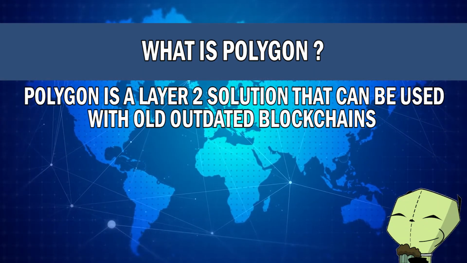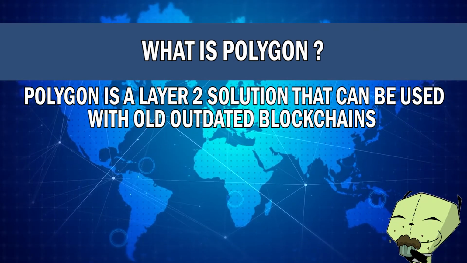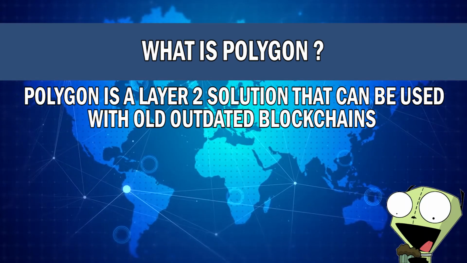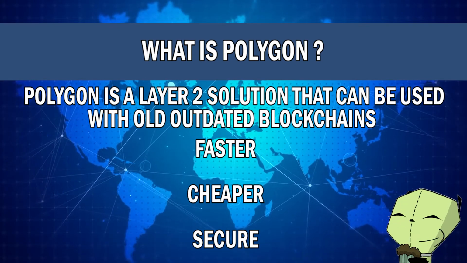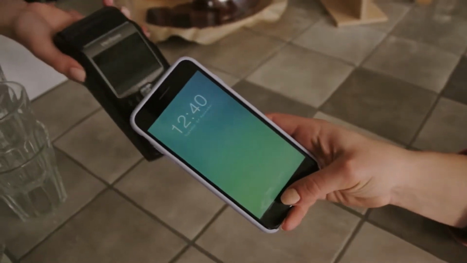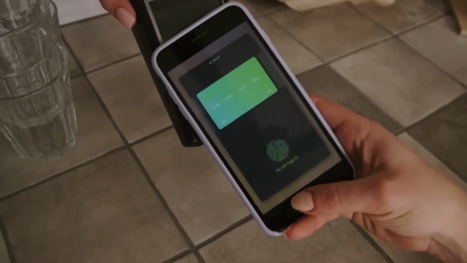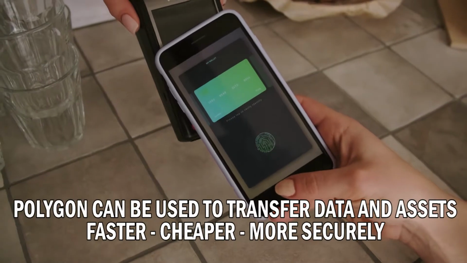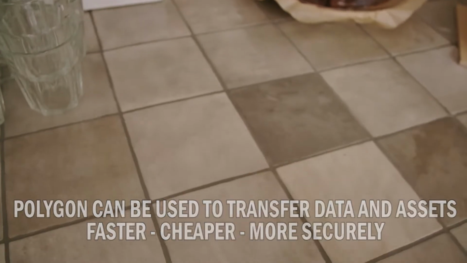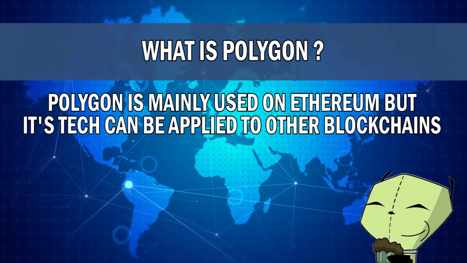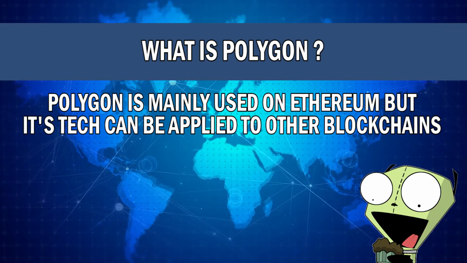Polygon is a layer 2 solution that can be used in conjunction with existing old, outdated blockchains and make the transactions that take place on these blockchains faster, cheaper, and more secure. Now, these transactions are not specific to only payment transactions, but also other smart contracts in general. In other words, Polygon can be used to transfer data and assets in general faster, cheaper, and more securely as well. Now, Polygon is mainly used on Ethereum, but its technology can be applied to other blockchain projects as well, but more on that later.